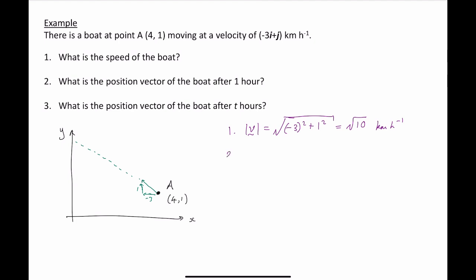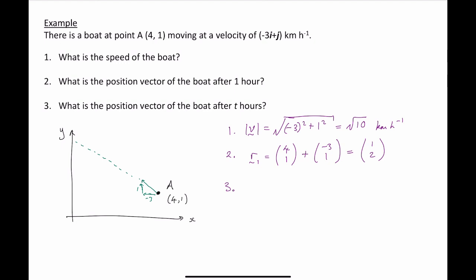Okay, question 2. What is the position vector of the boat after 1 hour? Well, it starts down here at 4,1, and then we said it's moving at -3,1 kilometers per hour. So every hour it moves -3 in the x direction, 1 in the y direction. So after 1 hour, its position, let's call that R1, is just going to be its original position, so its initial position, 4,1, plus that velocity vector of -3,1. And that will just give me a position of 1,2.